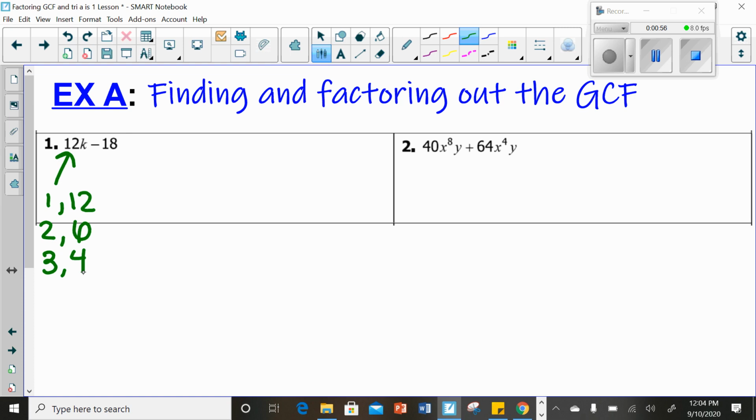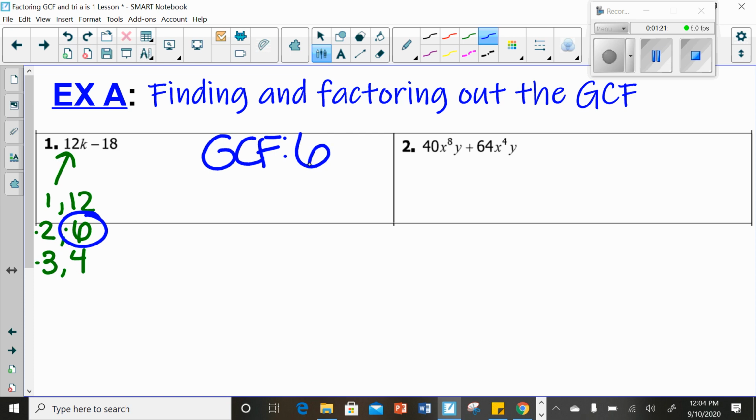So we see that 2 will go into 18. 6 will go into 18. 3 will go into 18. However, we want to choose the greatest, so we're going to choose 6. And we're going to write up here our GCF. We know that 6 will be part of it.